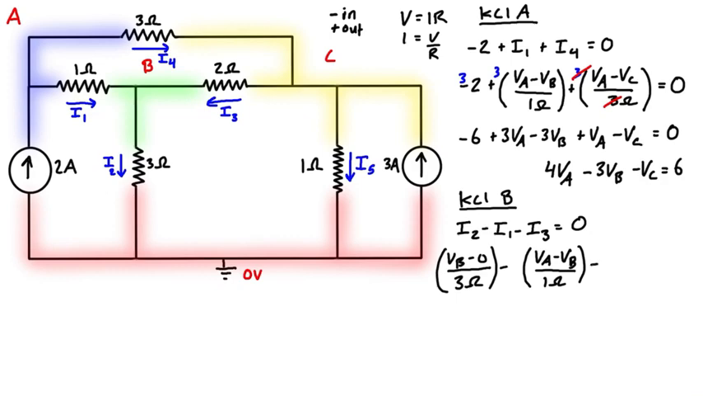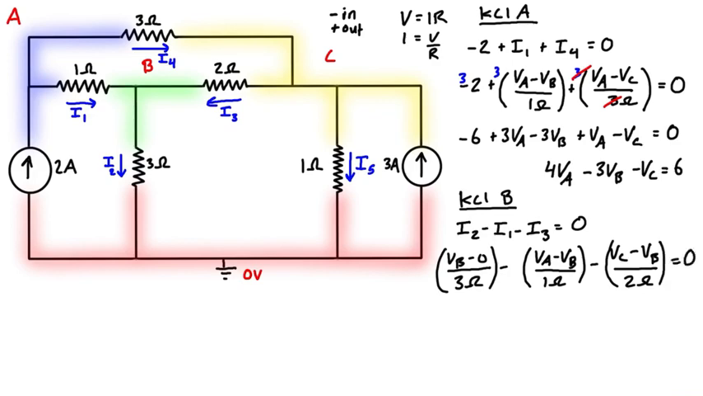So the voltage here is going to be VA minus VB over the resistance, 1 ohm. And then we're subtracting I3, and we're assuming the node, the voltage here at C, has a higher voltage because we're assuming the current is going this way. So we just have VC minus VB over the resistance, which is 2 ohms, and that's all equal to 0.